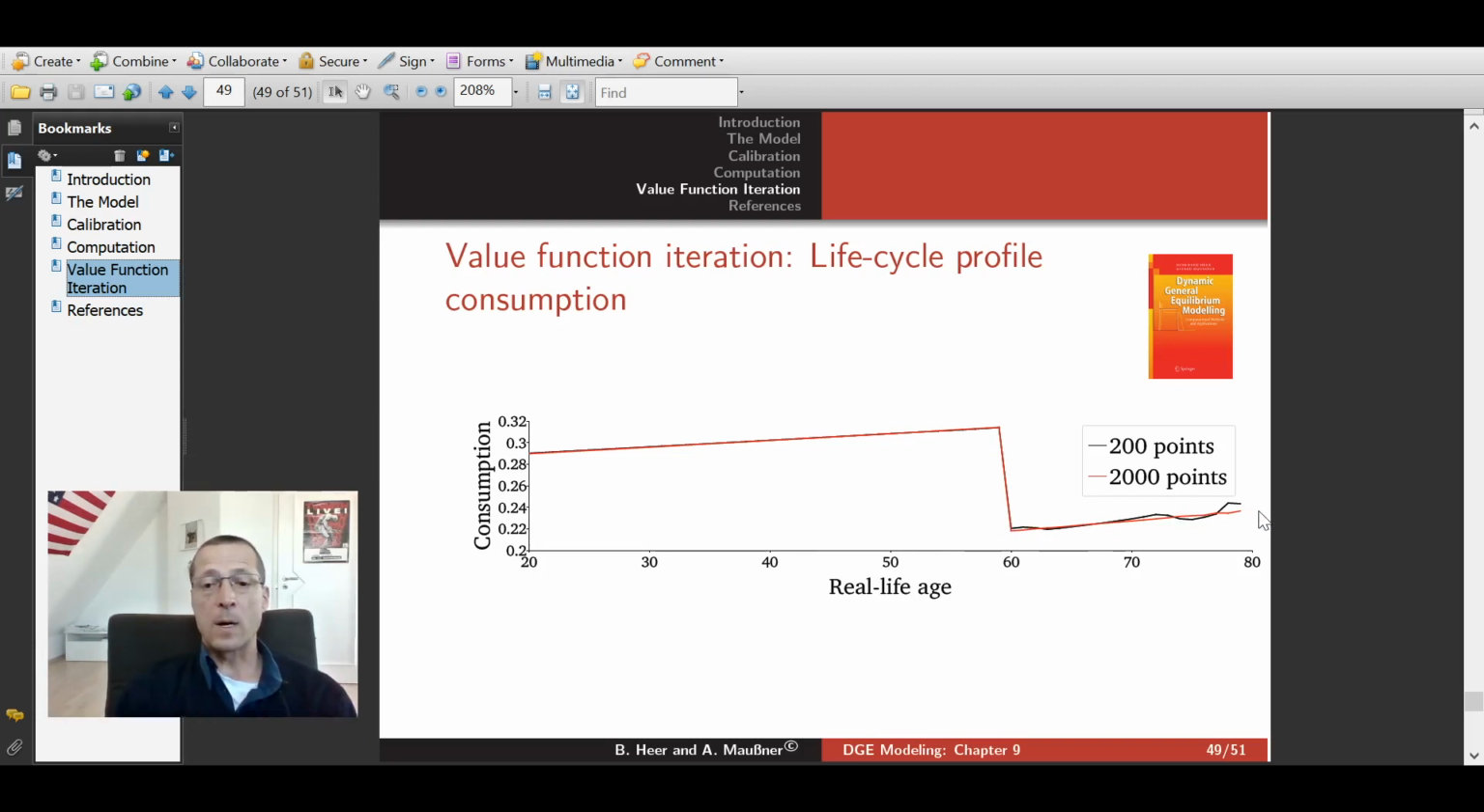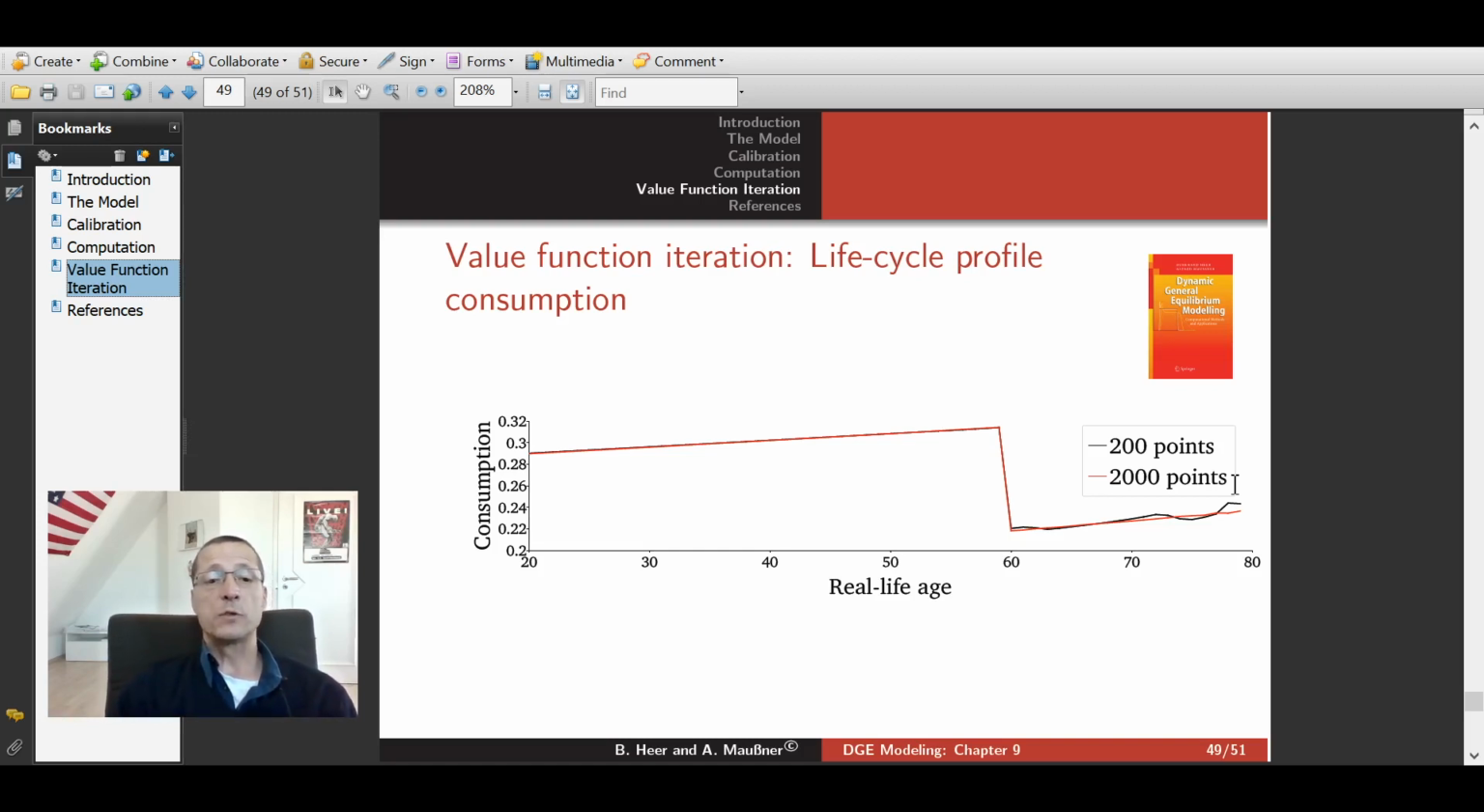We know from our Euler equation that consumption in young age and in old age must rise linearly with a constant slope that's implied by the Euler equation. And to achieve this, we need at least 2000 points here. So this is a good way to check the accuracy of your computer program: consider solutions for different numbers of grid points.